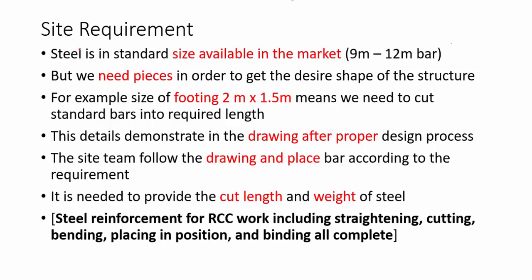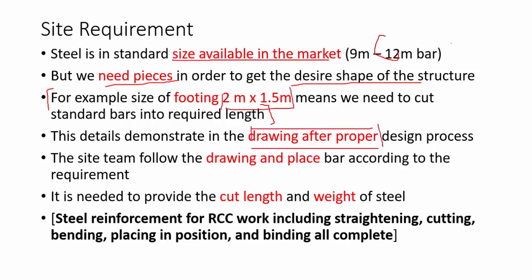As you know, we discussed in the last class that the standard size is 9 meter to 12 meter, but we need different pieces according to the shape of the structure or desired length. If we take this as an example, we will definitely say that if the footing size is 2 meter by 1.5 meters, we need to cut these bars into required length. Okay, then the details are demonstrated in the drawing. So initially we need the plan, we need the section, we need details, and the site team follows the drawing.